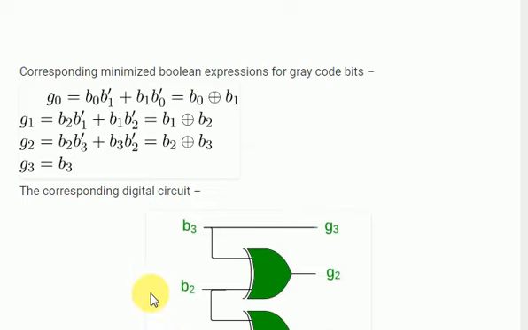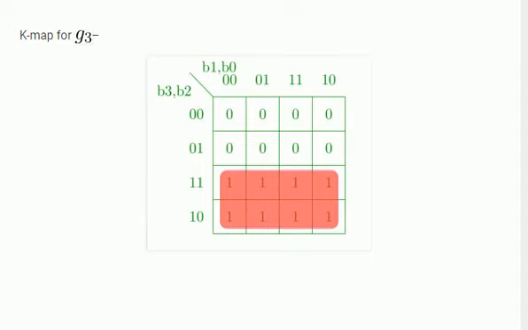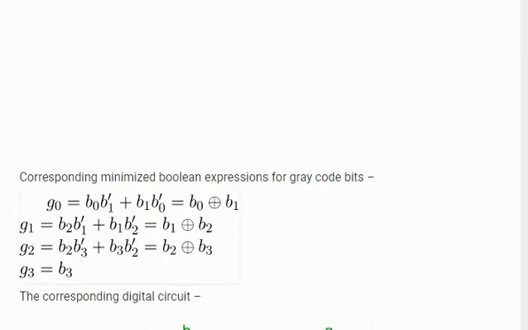Now the K-map for G3 is: here we are having the output 1s at the last octet, that is, we are having ones at the input combinations of 1100, 1101, 1111, 1110, 1000, 1001, 1011 and 1010. So for G3 we will get the output of G3 is equal to B3.